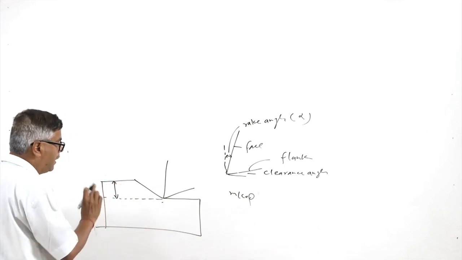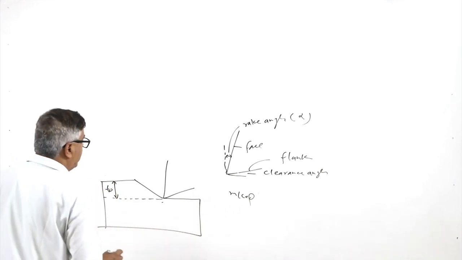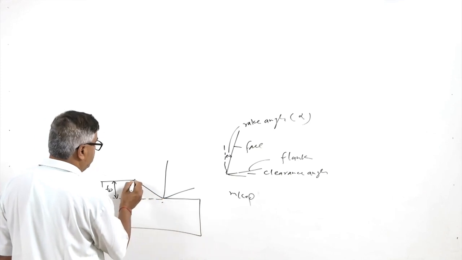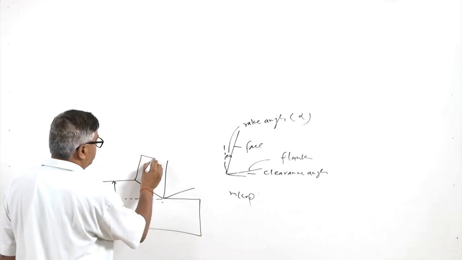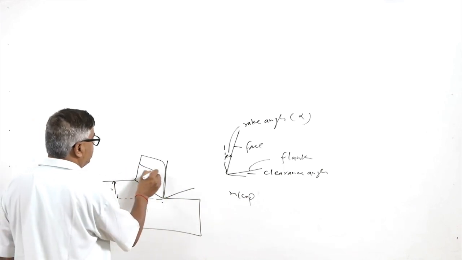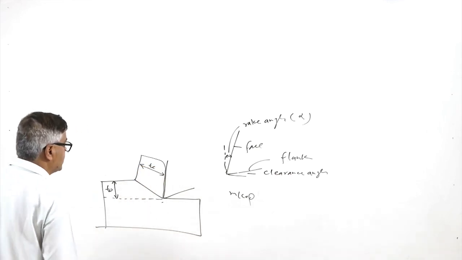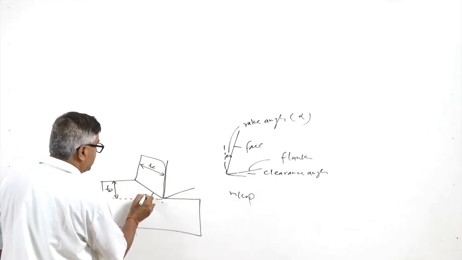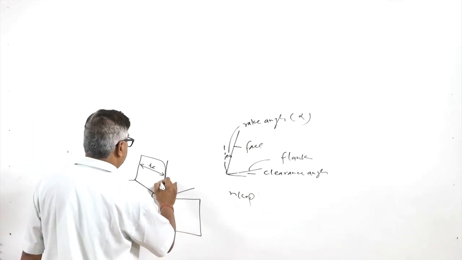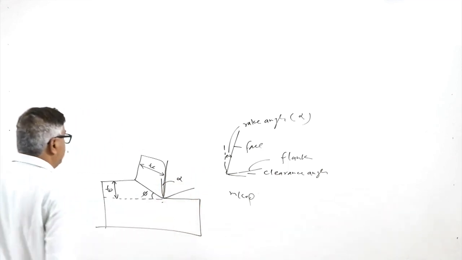If we see the uncut chip thickness, or the depth of cut, T naught, this is the angle at which material will be sheared off due to the development of the stresses, and then it will come out. The thickness of the chip, Tc, you can see is this, and the angle at which the shearing is taking place is phi, and the angle of the tool rake is, say, alpha.